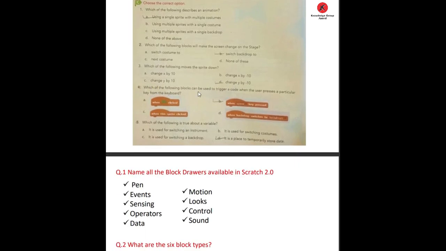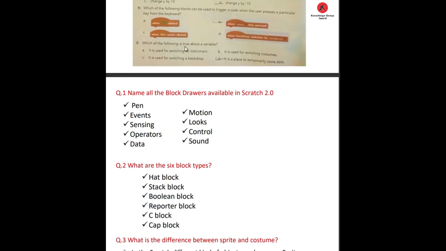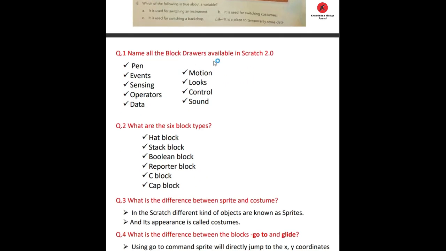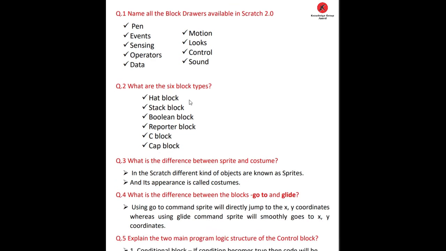Which of the following blocks can be used to trigger a code when the user presses a particular key from the keyboard? So when space or when any key pressed. Next, which of the following is true about a variable? It is a place to temporarily store data. Now question answer. Name all the block drawers available in Scratch 2.0. So pen, events, sensing, operator, data, motion, looks, control and sound. This is called block drawers.